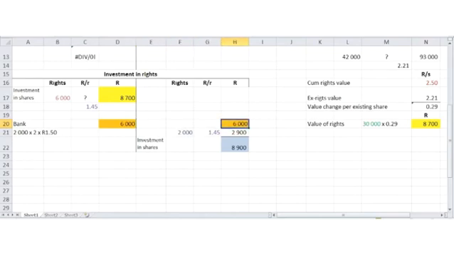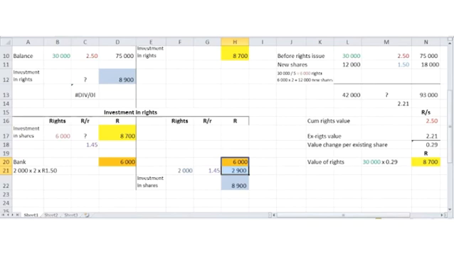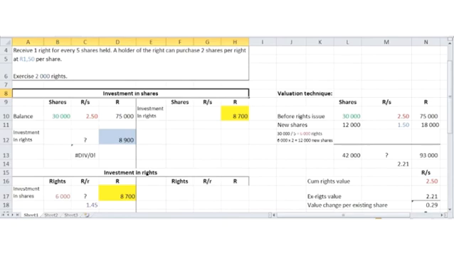The reason why we bring the bank entry into the investment in rights account is to force you to keep these two balances together. So yes, you bring in the debit for the bank 6,000, but you immediately take it out of the investment in rights account together with the value of the rights exercised, keeping the two values together. So eventually you end up with 8,900 debited to the investment in shares account. That 8,900 now represents the fair value of the shares purchased.